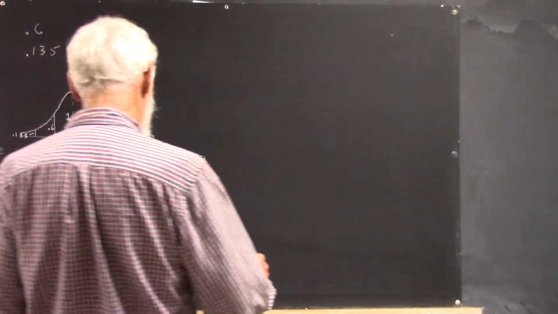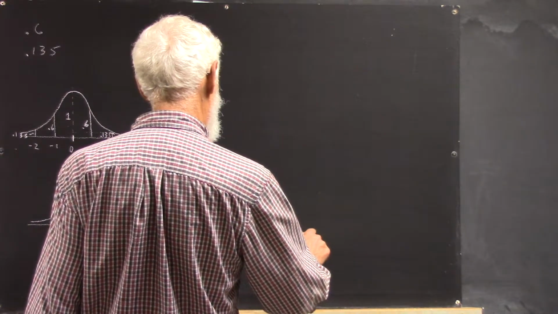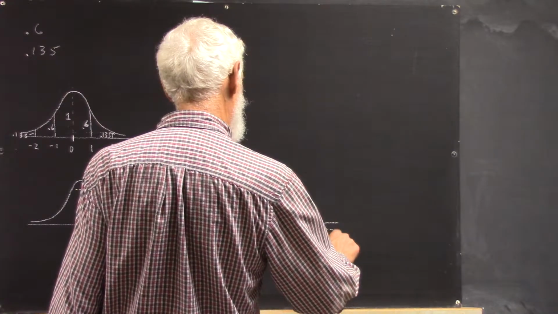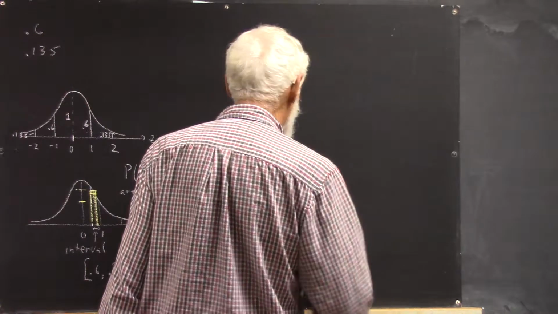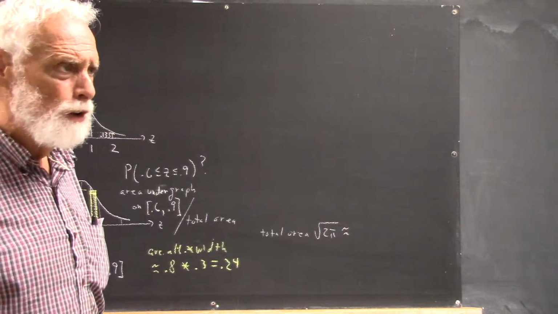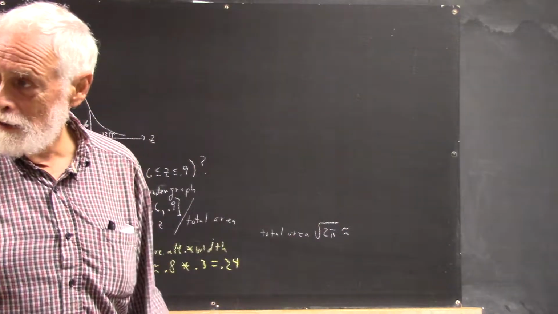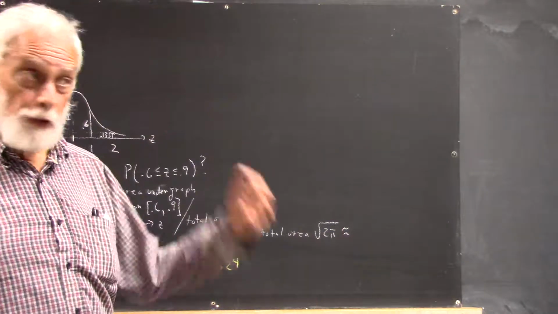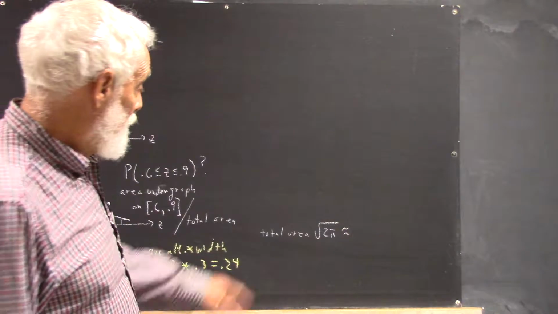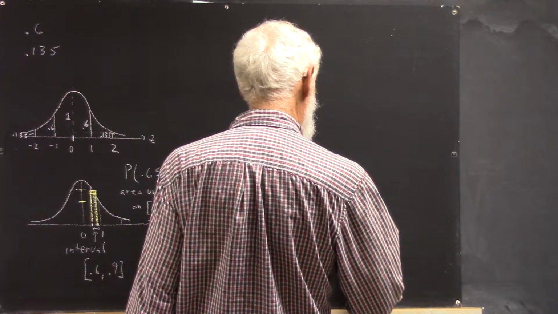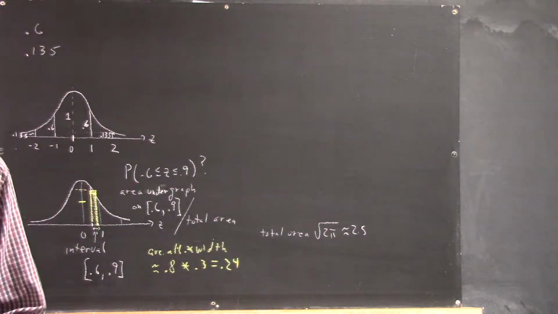Okay, so, total area is the square root of 2 pi. And you can calculate that in your head. 2 pi is 6.2832, okay? That's pretty close to 6.25, which ought to catch your attention because that's 2.5 squared. So this is very close to 2.5, 2.40 something. I think it rounds to 2.40.